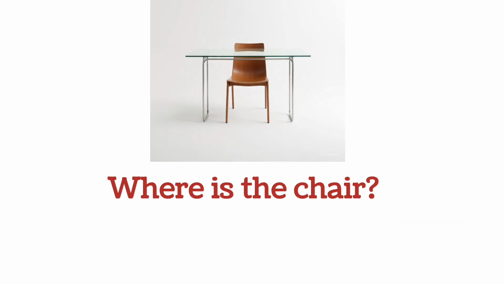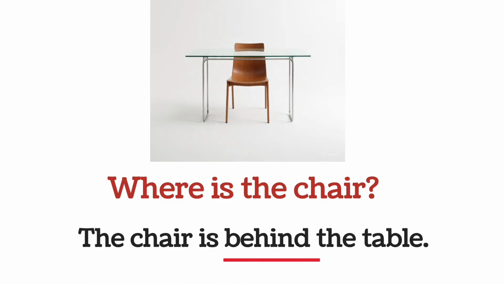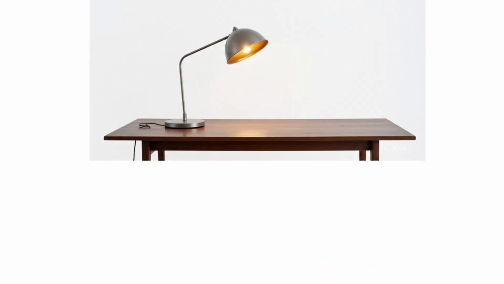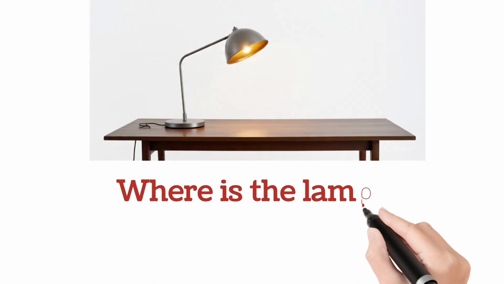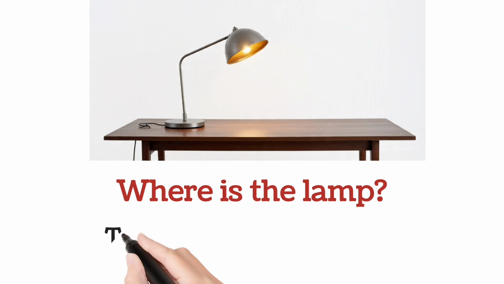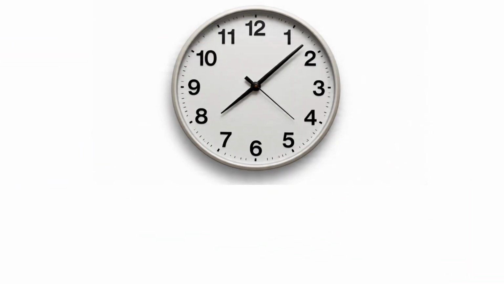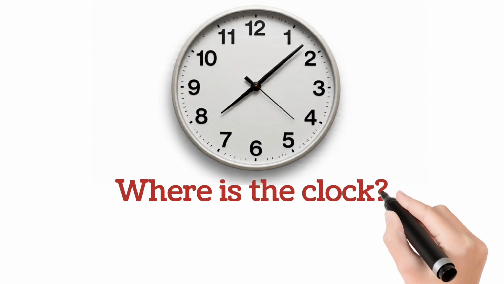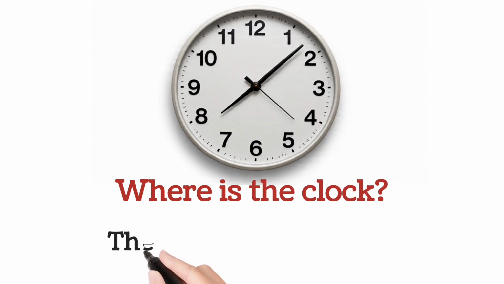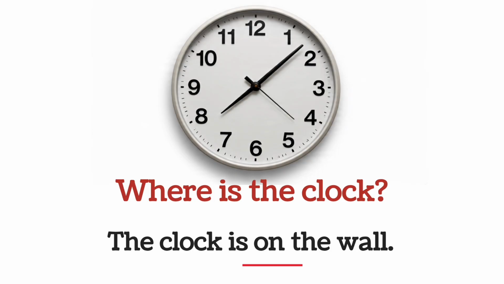Where is the chair? The chair is behind the table. Where is the lamp? The lamp is on the desk. Where is the clock? The clock is on the wall.